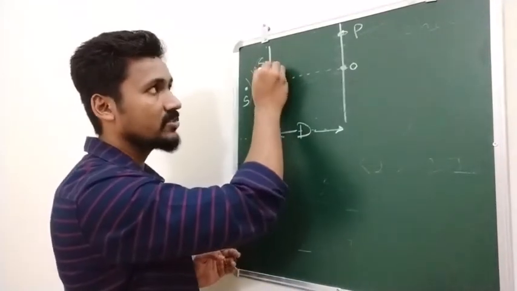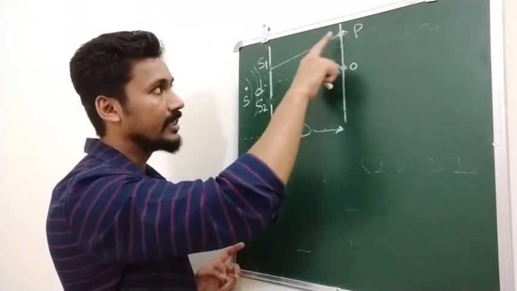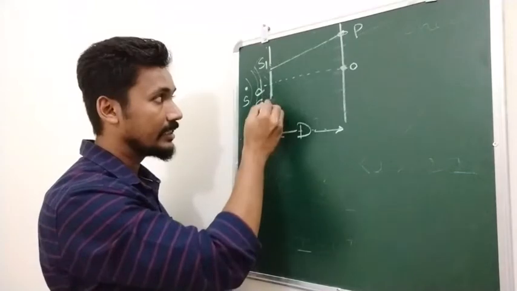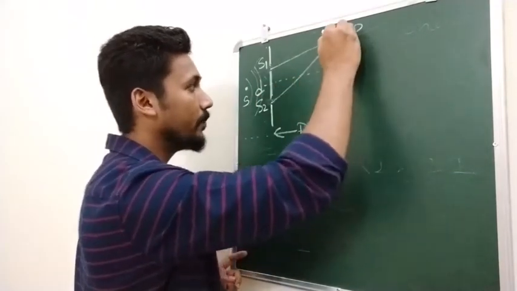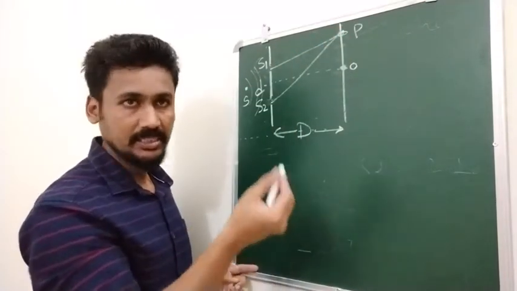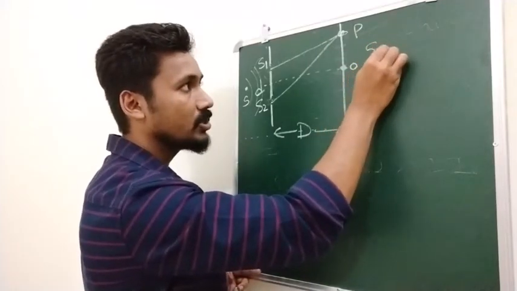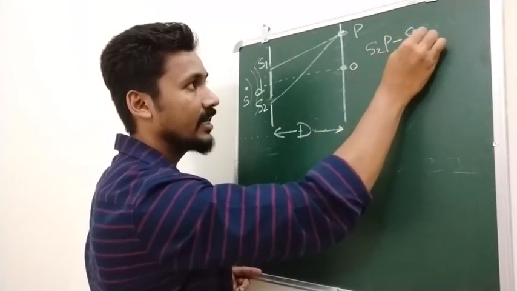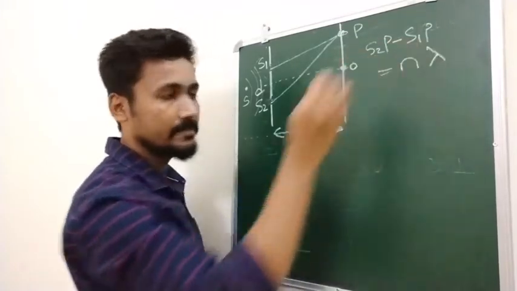The wave from S1 will reach the point P. So how much is the length? That is equal to S1P. Then similarly, from the source S2, the wave will reach point P. The path will be S2P. How much is the path difference? Very simple. Path difference at point P will be S2P minus S1P, which will be equal to N lambda.